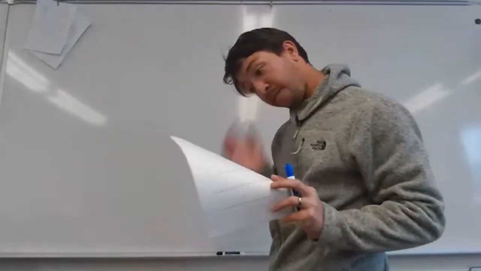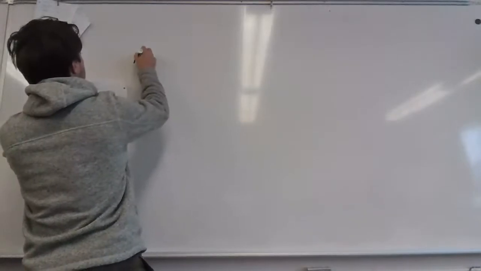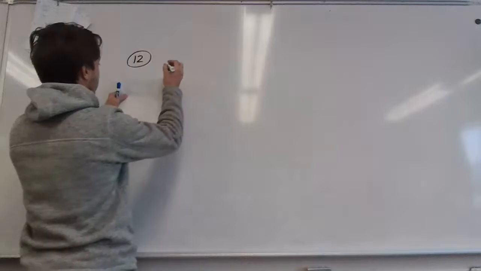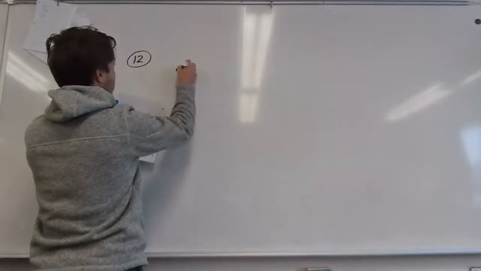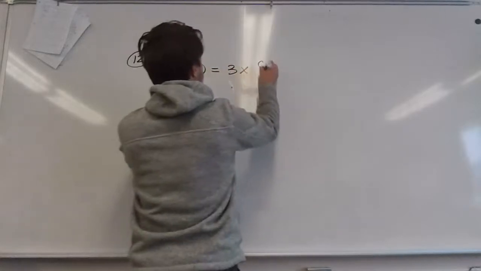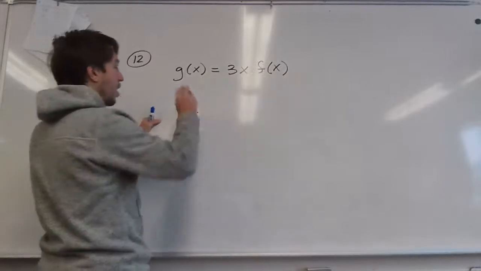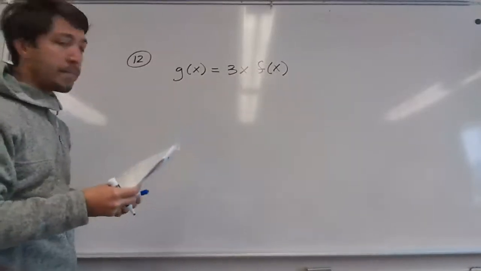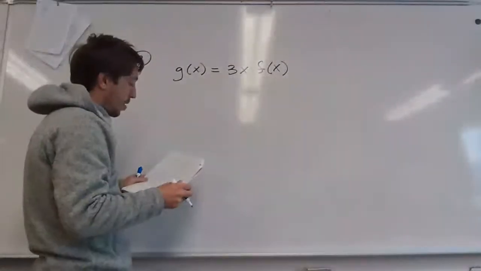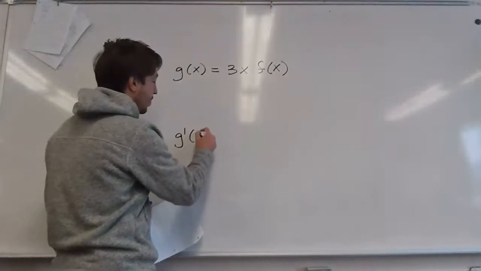So starting with 12. These are of varying degrees of difficulty. In the scheme of things, 12 would actually be a pretty easy problem. I know it probably looks confusing now, but they say g of x equals 3x times f of x. And they give you some information about f, f prime, and g prime of 5. So obviously they're asking us for what is g prime of 5.